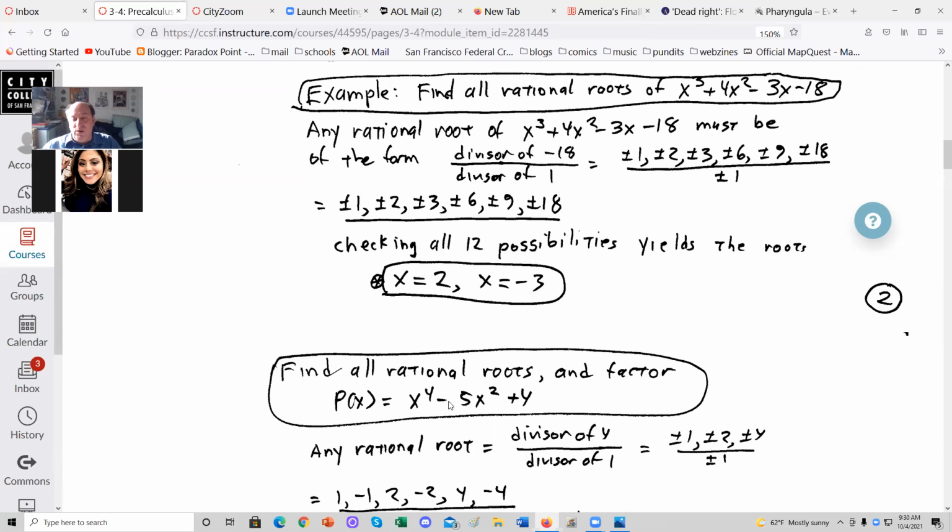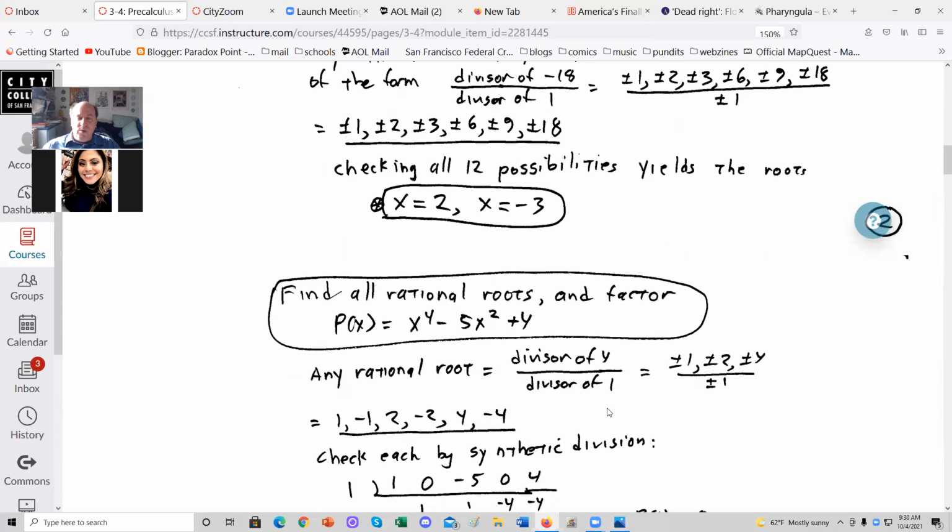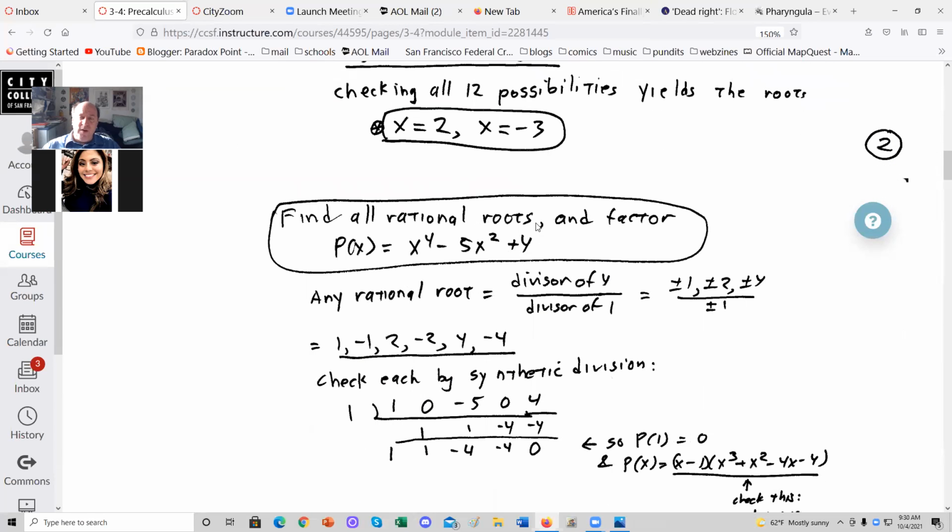Let's find the rational roots and factorize x to the fourth minus 5x squared plus 4. Well, a rational root must be of the form of a divisor of this last term 4, divided by this leading coefficient 1. Divisor of 4 over divisor of 1. That's plus or minus 1, or plus or minus 2, or plus or minus 4 over plus or minus 1. Here they are: 1, minus 1, 2, minus 2, 4, minus 4. 6 possibilities. Check them all.